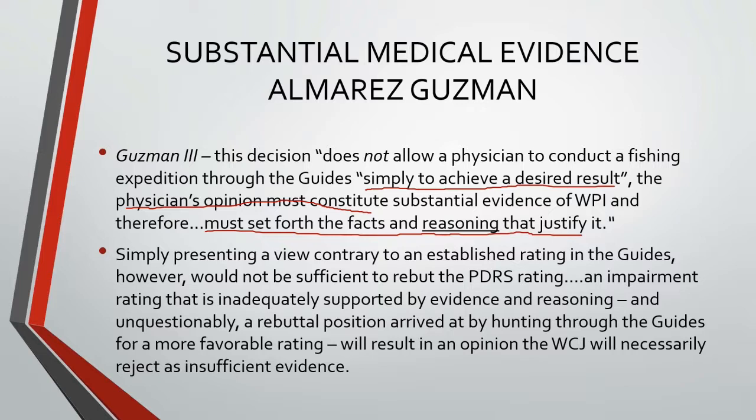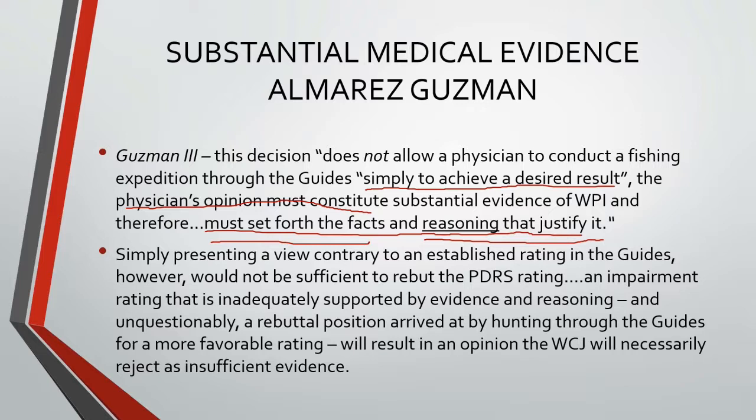And if you're going to double or triple an examinee's permanent impairment rating, in order for the parties to accept that rating and compensate the examinee in accordance with that rating, it better be supported by facts, and it better be supported by voluminous and compelling reasons. Otherwise, the parties will simply reject it as an opinion that's not substantial.